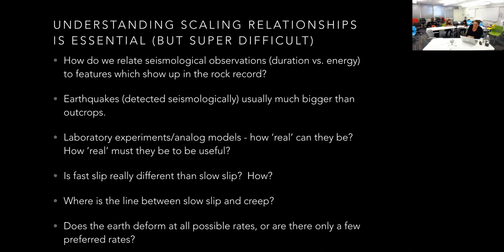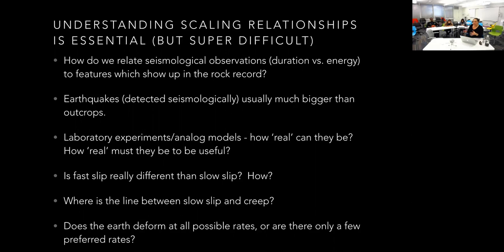And then in terms of the earthquake problem, again, we're going to talk a little more about the spectrum of slip behaviors today, but we'd like to know if fast slip is really actually different than slow slip. It's very different for us on the human time scale when we talk about plate rate creep at centimeters per year versus centimeters per second in an earthquake. But from the rock record standpoint, how are those things different? How can we tell them apart?